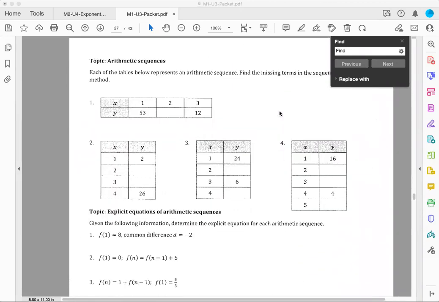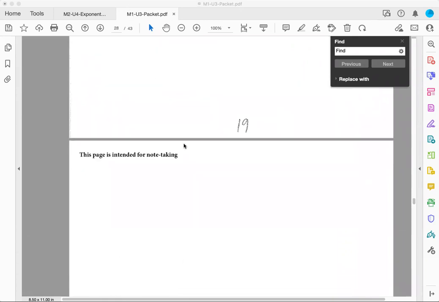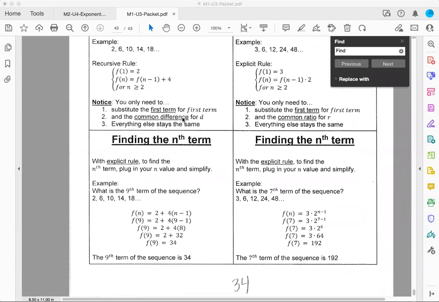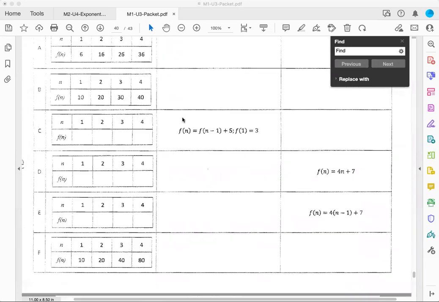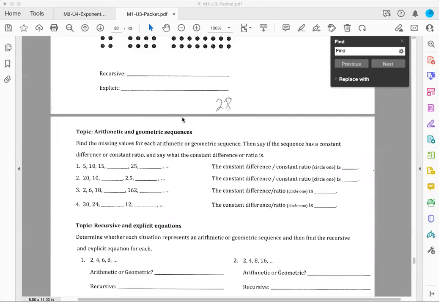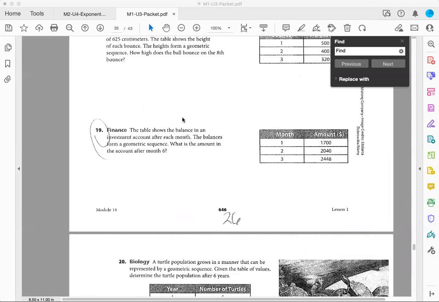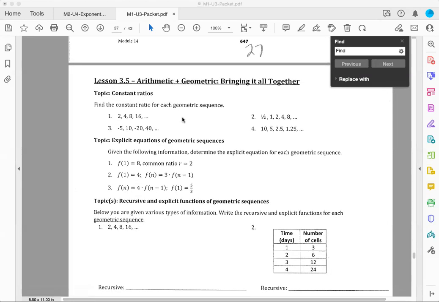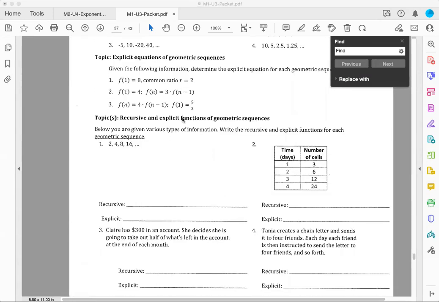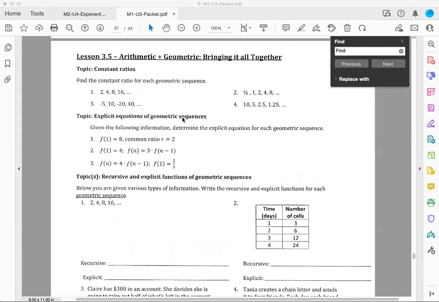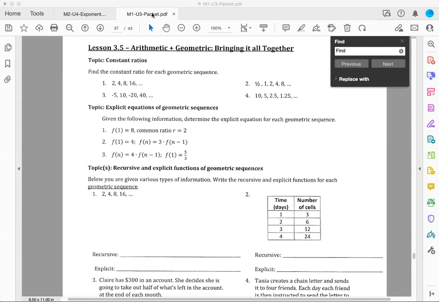So the lesson on 3.5, which is on page 37, I believe. Let me see if it's 37. It starts right here on page 28. Okay, so this is where lesson 3.5 starts. Lesson 3.5 is going to be no new information really. It's very much a revisit to both arithmetic and geometric sequences.